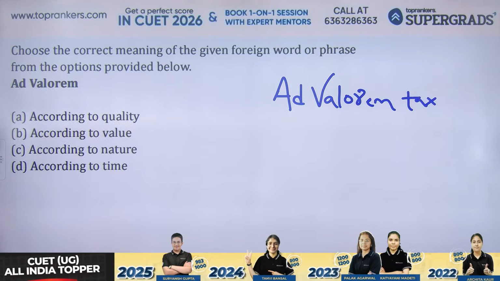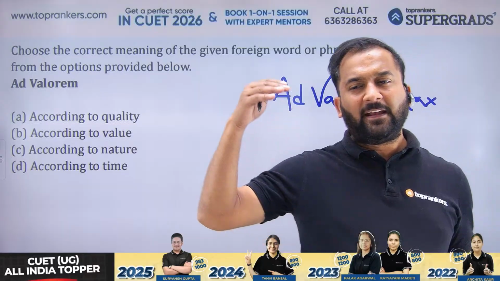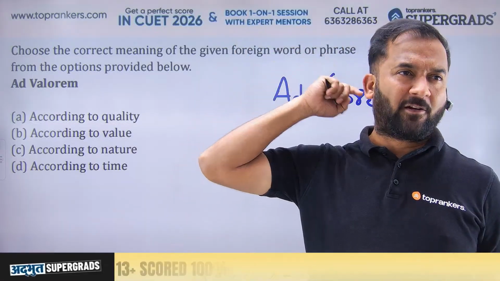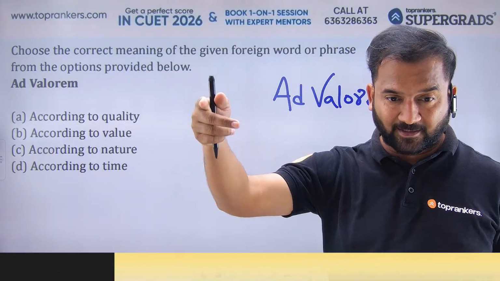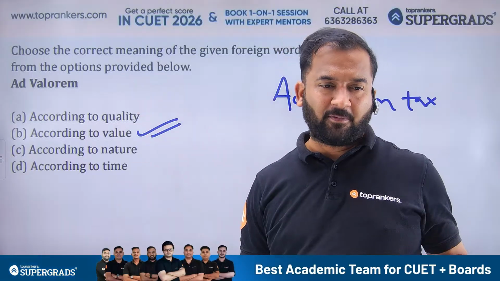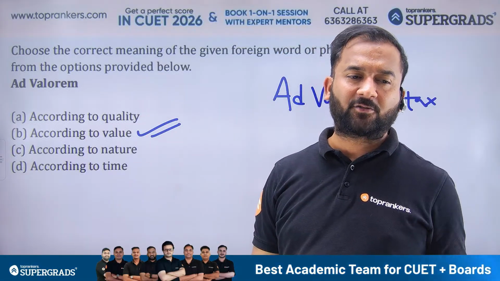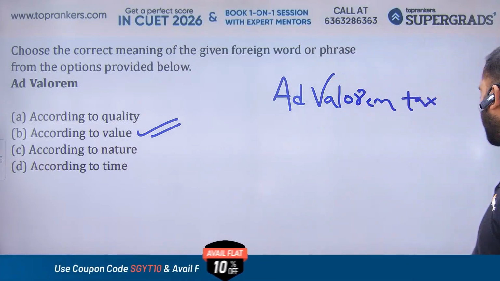Ad valorem tax. So ad valorem tax is added to goods of very high value. Ad valorem means the higher the value of the goods, the more tax is levied on it. So according to value. And of course ad valorem tax is something that you must have studied in your schools. You could have remembered it from there too. So that was ad valorem, students.